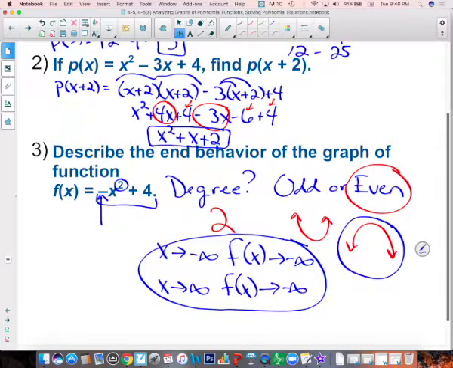So that's your thought process when you're looking at polynomials. You want to figure out what the degree is. Then you want to figure out if it's odd or even. Okay, then from that, it's going to tell you if it's going to look like a parabola or if it's going to look like a line or one of those sideways S's that we drew yesterday. Okay?